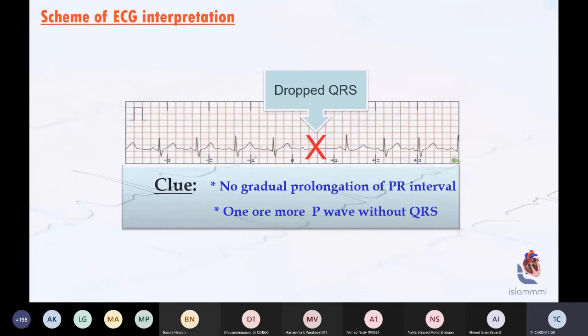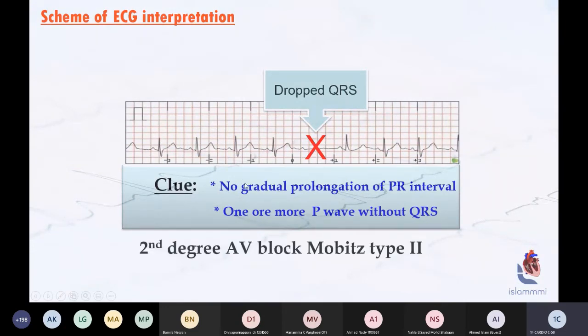So is it type 1 or type 2? It's type 2. Why type 2? Because we don't have a gradual prolongation. So which one is more serious, type 1 or type 2? Frankly speaking, type 2 is more serious. So if you find something like that without gradual prolongation, you have to take it a little bit more seriously.